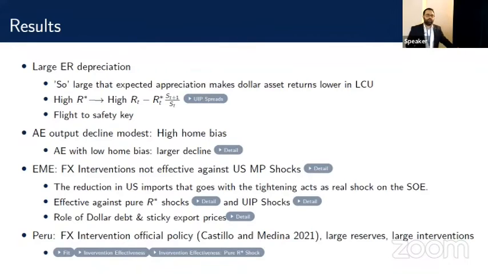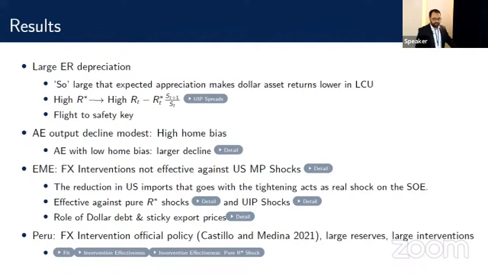all. Why? Because in our estimated model, the main shock is coming from the decline in US imports. It is a financial shock in the firm because it starts with an interest rate shock. But the main mechanism is just people don't want to buy your goods anymore. And FX interventions are not effective against this kind of shock.